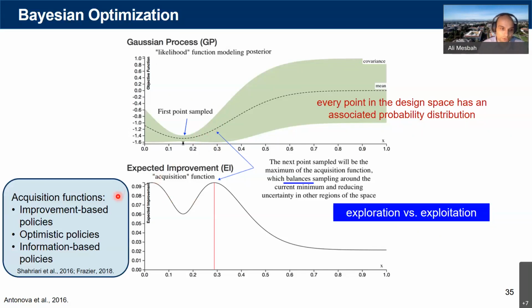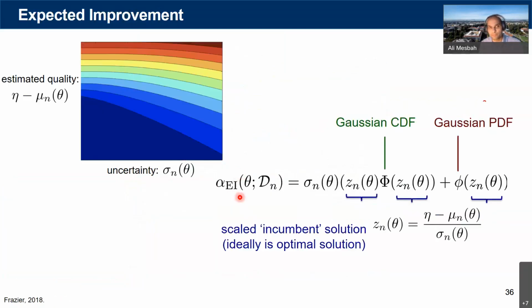There are many choices of acquisition functions: improvement-based policies, optimistic policies, information-based policies as well. So here, one very useful choice for the acquisition function is the so-called expected improvement acquisition function. Why? Because it can be solved essentially analytically, as I will demonstrate here.